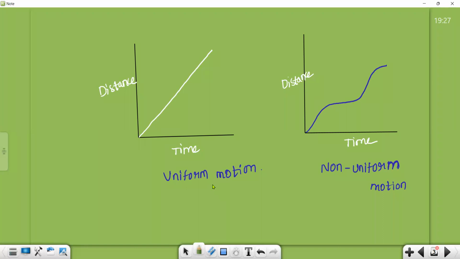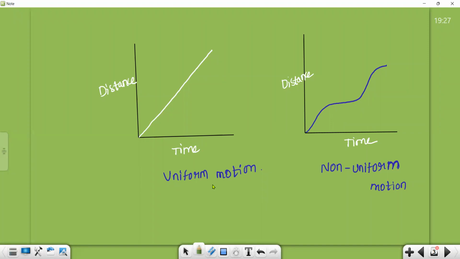Ma'am, it is not even a non-uniform motion, right? Actually, it is not even a non-uniform motion because it rotates at the same speed. So you can say uniform circular motion. Yes, ma'am, if you mention circular motion, that will be clear. To say uniform motion, it must be in a straight line, but the rotation is circular, so we can mention uniform circular motion.